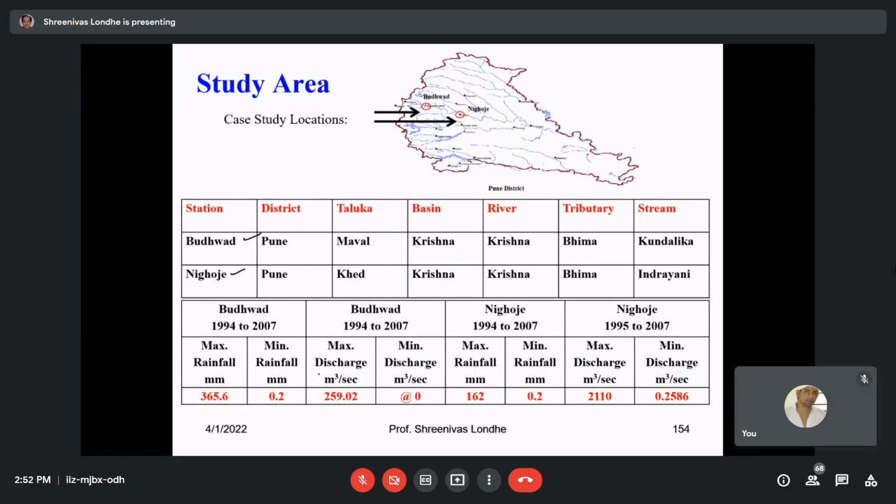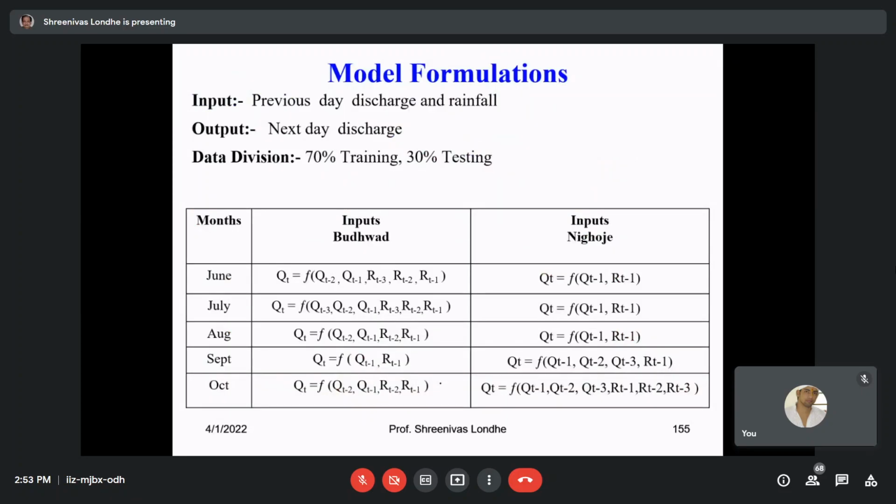So at all these four places, the high values of discharges are shown. You can easily understand they are very, very small as compared to Narmada, because this region doesn't receive much rainfall. And compared to Narmada, all these rivers are very, very small. They are rivulets, you can say. Okay. So what is the input?